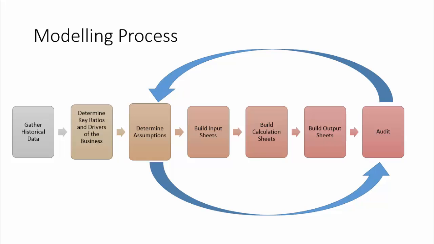Finally, we need to audit or check the model. Does the outcome make sense? If we're saying the company has doubled in size, does that make sense relative to the assumptions we've put in and relative to what we know about the business? If it doesn't make sense, we then need to go back, look at our assumptions, look at our calculations, and look at our outputs once again. So this is an iterative process. Once we're satisfied that the outputs are making sense, our calculations are sound, and we've made reasonable assumptions, then we have a sound financial model.